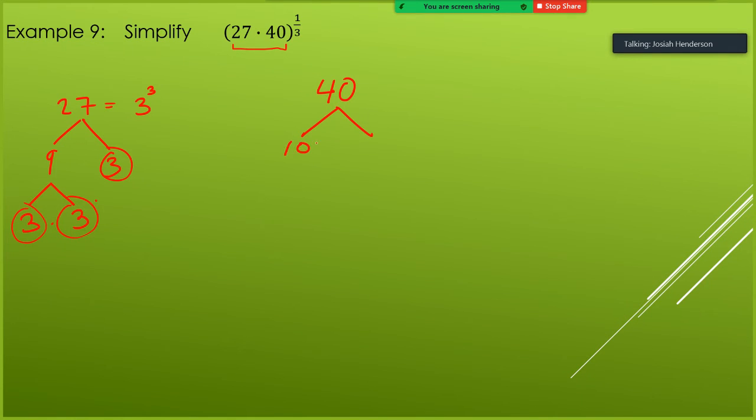40, I know that's 10 times 4. 10 is 2 and 5, and 4 is 2 and 2. So 40 is written as, I'm going to write it out long ways first, 2 times 2 times 2 times 5. And then put those groups of 3 things into the 3rd power. 2 to the 3rd times 5. So here's our 40.